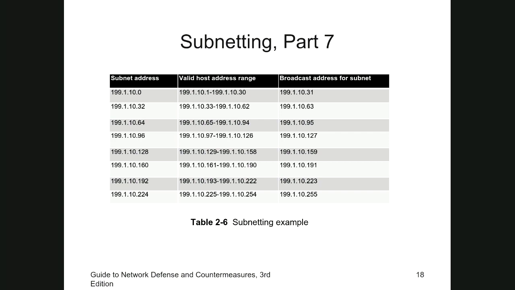You see here on the subnet address 199.1.10.0, you have a range from 10.1 to 10.30. And so you can have a host, a computer, a phone, whatever it may be, a server stack. You can have 29 of them connected there. Your broadcast address for that subnet is 10.31.